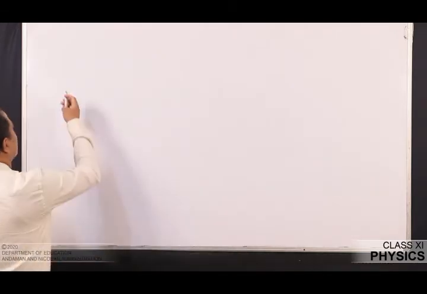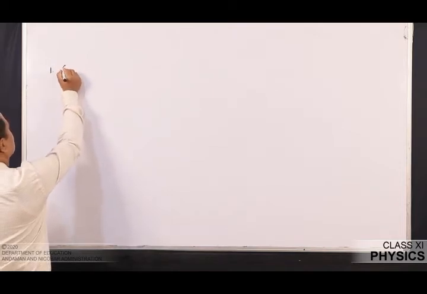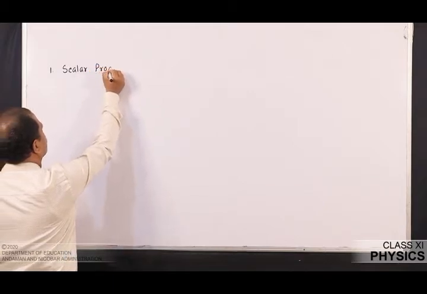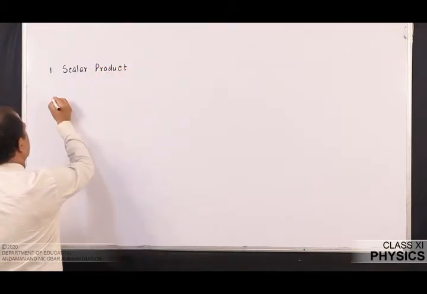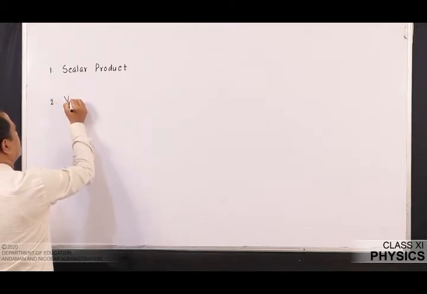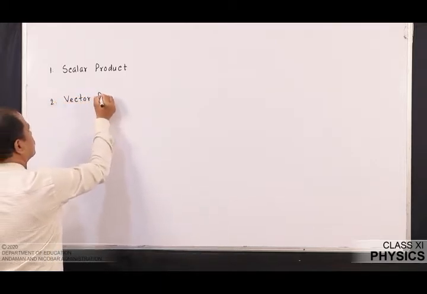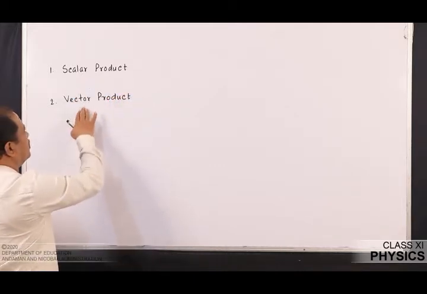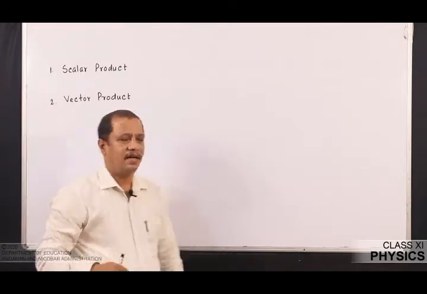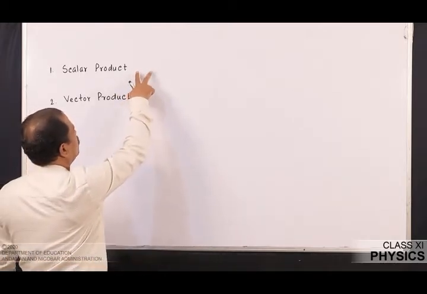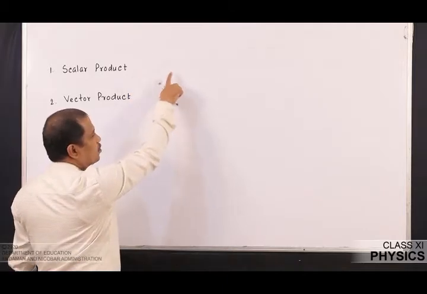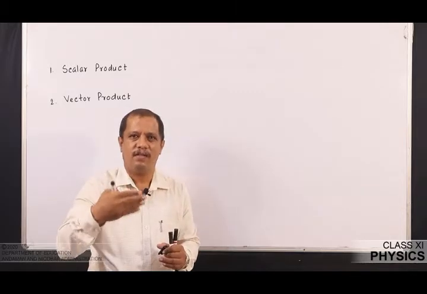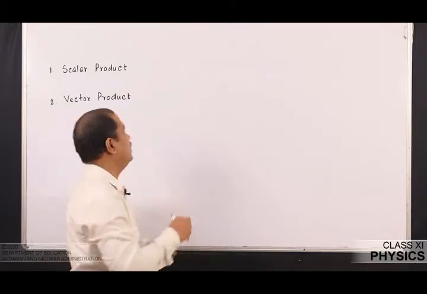The two ways are called scalar product, and the other one is called vector product. Now, why do we call it a scalar product and a vector product? It means that when I find the product of two vectors, the result that I am going to get, that physical quantity, is going to be a scalar quantity. Thus, the product we call a scalar product.